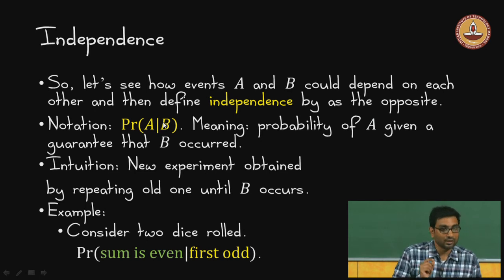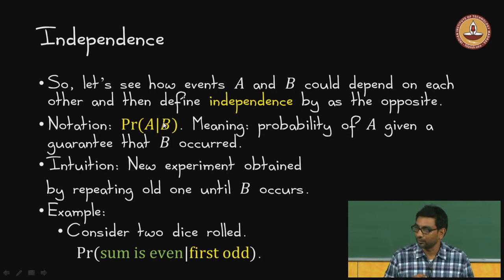So, let us look at an example. Consider two dice that are rolled. One way to exercise this understanding of the notation is to ask: what is the probability that the sum is even given that the first outcome is odd?